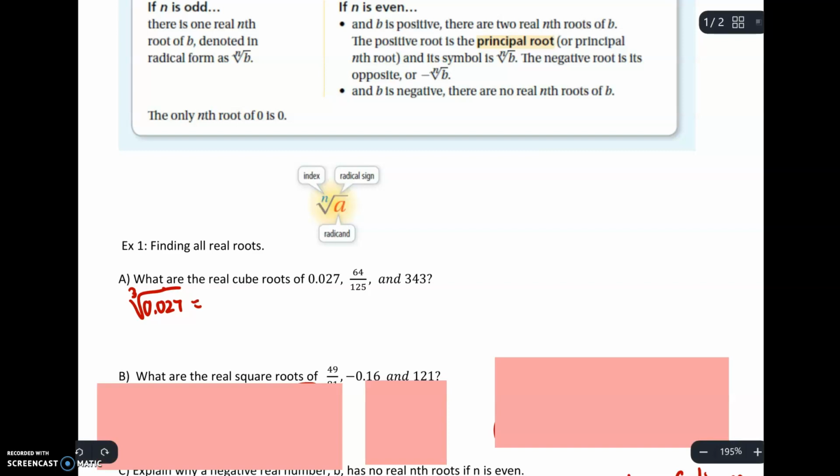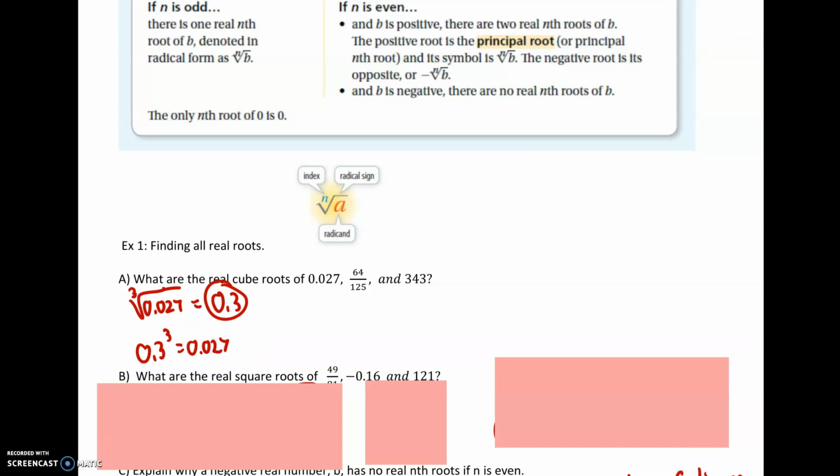So if I take the value 0.3, we know that 0.3 raised to the third power is going to give us that same decimal that we started with, 0.027. And since this is an odd root, as I'm using 3 as my index, I know that this is going to be the only possible real root. That would just be 0.3, because if I multiply that by itself 3 times, we end up with the value that we started with.